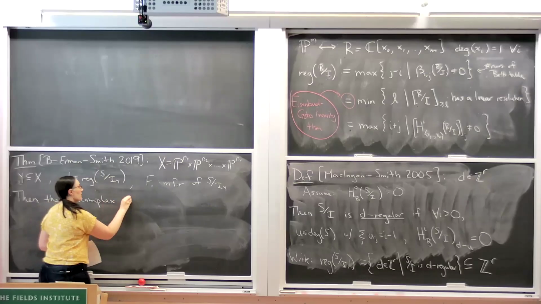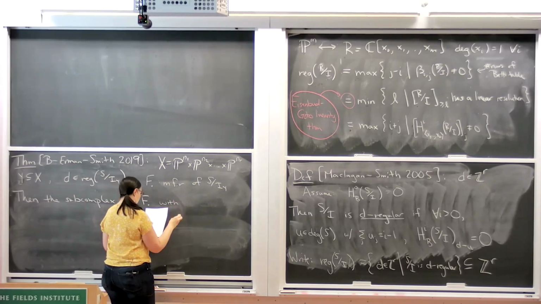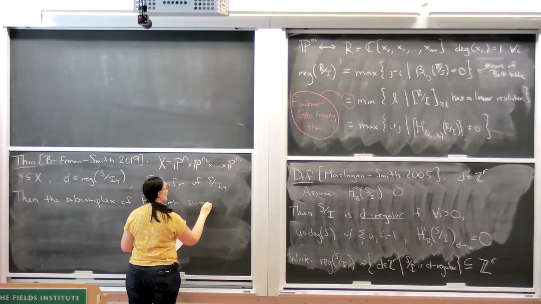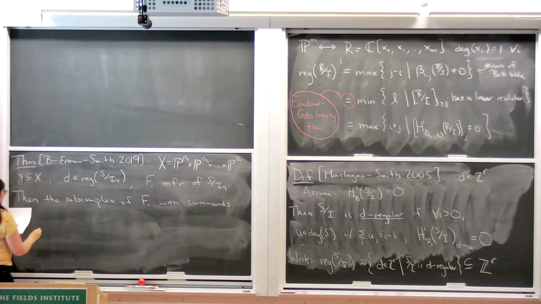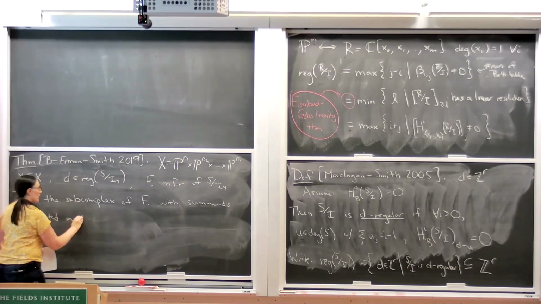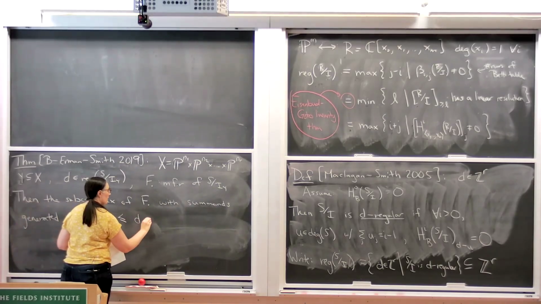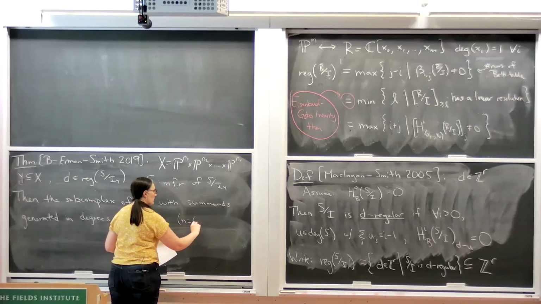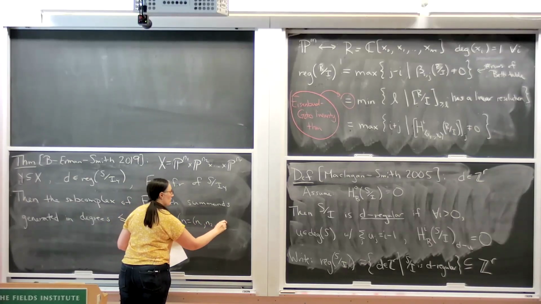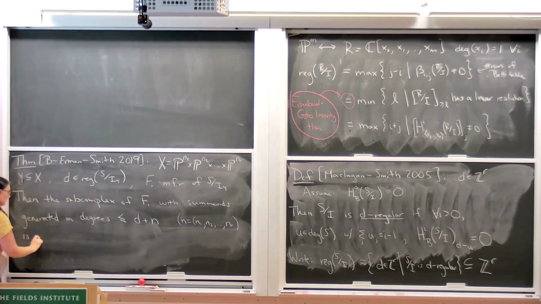Then the subcomplex of F with some ands. So I'm going to throw away part of this F, but I'm going to tell you the part I'll keep. I'm going to keep the parts generated in degrees less than or equal to d plus n, where here n is my vector n1, n2 out to nr. This is a virtual resolution.